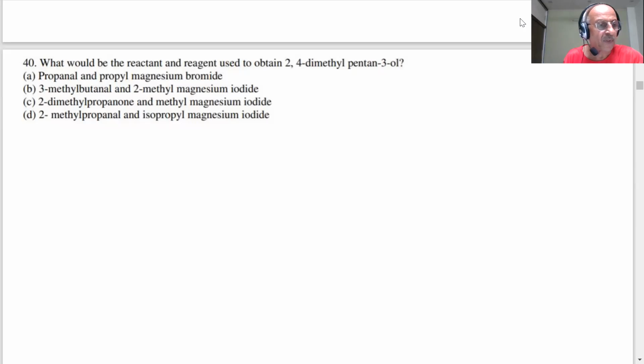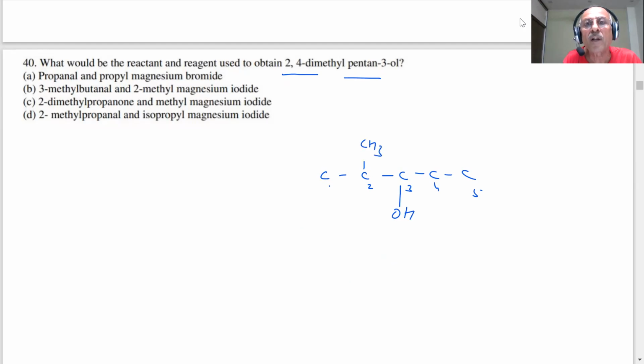Next question, student. What would be the reactant and reagent used to obtain 2,4-dimethylpentan-3-ol? Let me write it first: 1, 2, 3, 4, 5, five carbons. Ol means the OH group is at this position, pentan-3-ol, and 2,4-dimethyl means you have methyl here. Then let me balance the carbon valency: CH3, this is CH, this is CH, this is CH3. Now this is the compound we have to prepare.